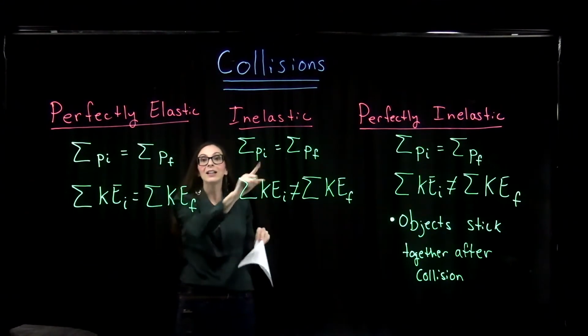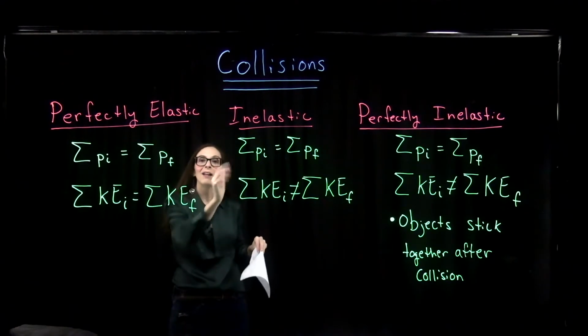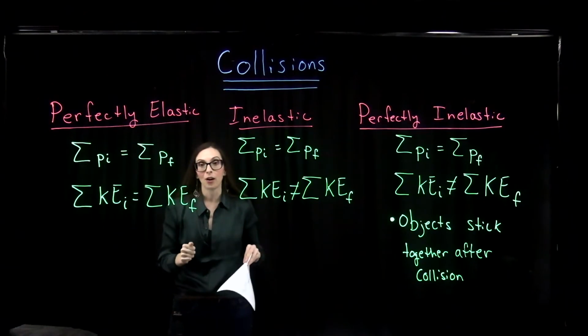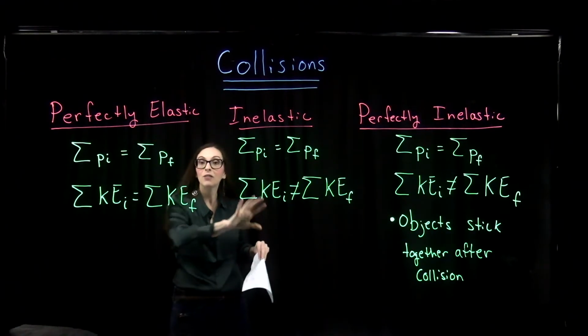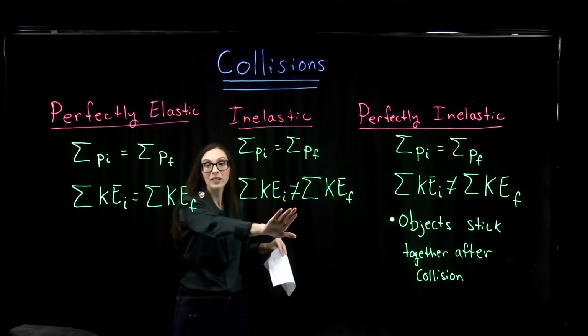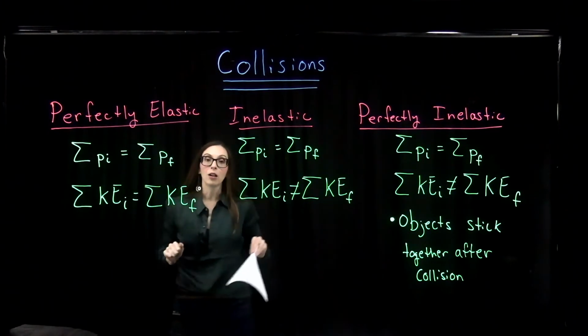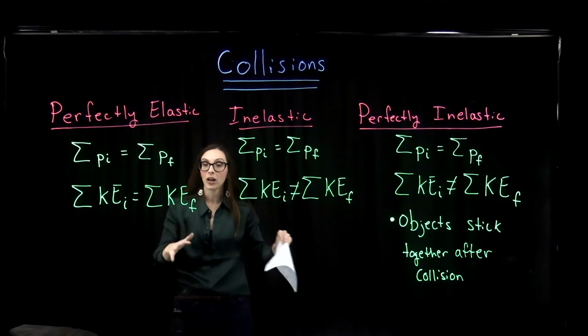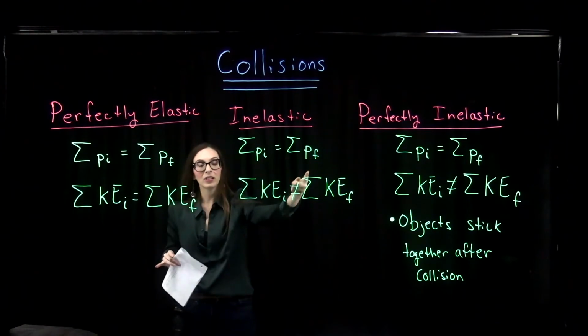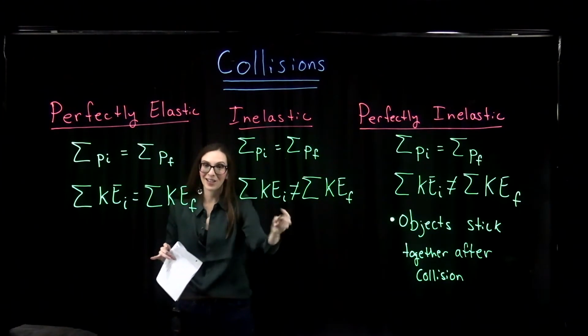Now, in an inelastic collision, we still have conservation of momentum, but the energy is not conserved. That means the sum of our kinetic energy before the collision does not equal the sum of all of our kinetic energy of our objects after the collision. The symbol here, the equal sign with the slash through it, means does not equal.